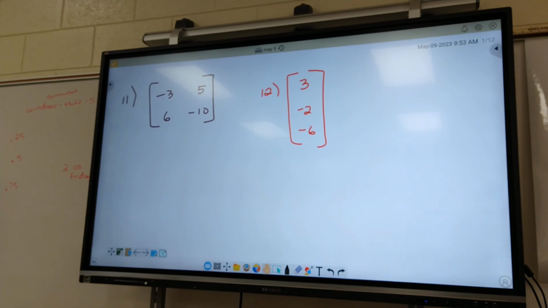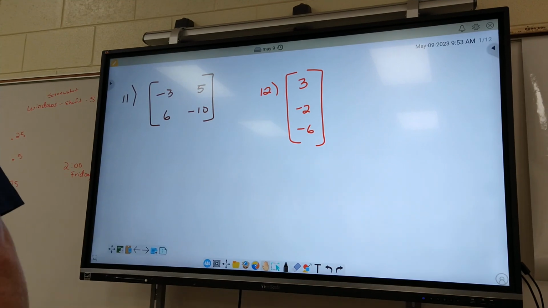We're going to do the back of the sheet. We're going to start on number 11 on the back. You can write on this sheet, and for the most part, guys, you can fit your work in on this sheet.